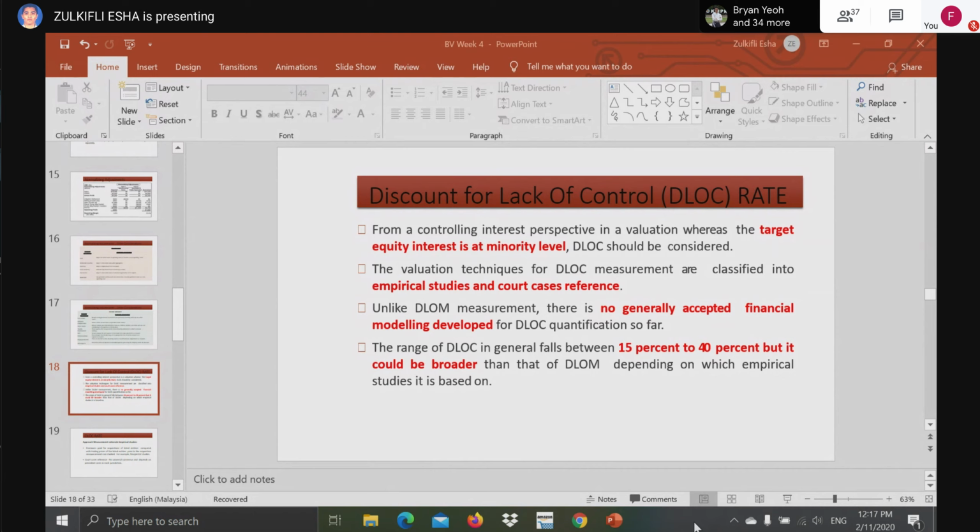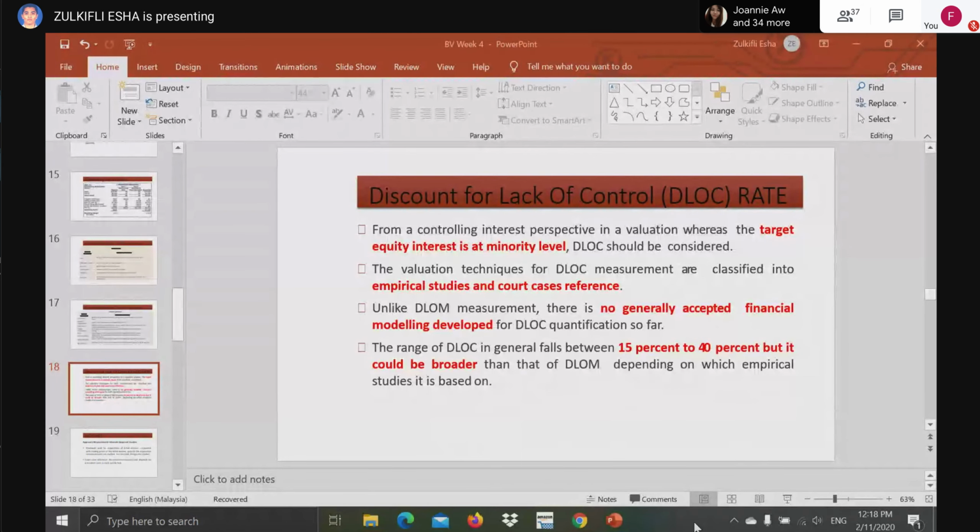For discount for lack of marketability, there are generally accepted financial modeling that can be used. But as far as discount for lack of control is concerned, there is no accepted financial modeling developed yet. So that's why it is quite difficult to determine the discount rate for lack of control.